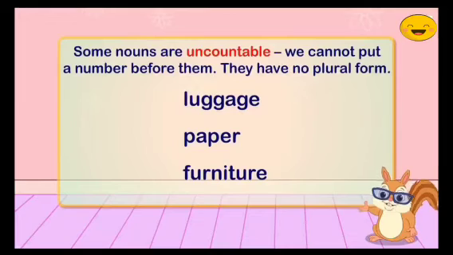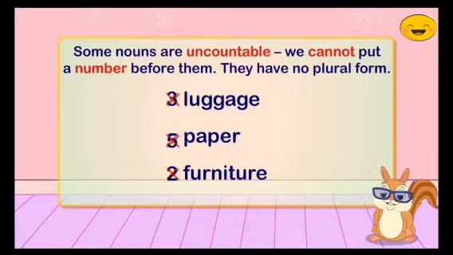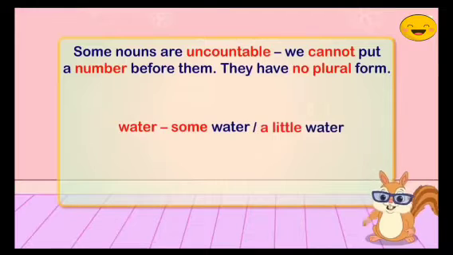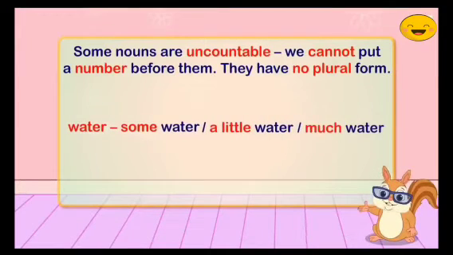Some nouns are uncountable. We can't put a number before them. They have no plural form. For example, luggage, paper, furniture, water, wood, something like that. So, with water, you can say some water or a little water, much water, and instead of that, we can't say a water, we can't say waters. So we can use some, a little, much instead of that, okay?